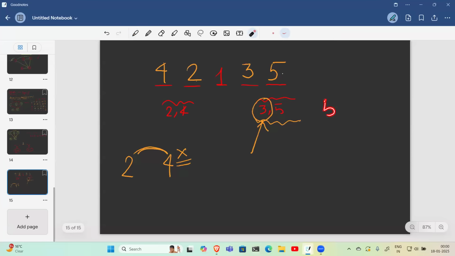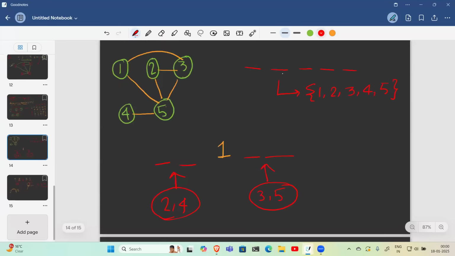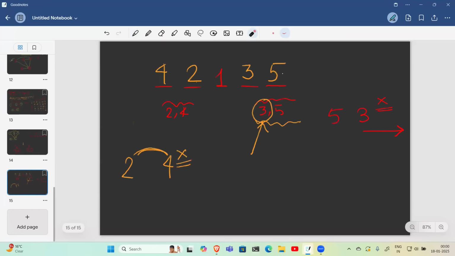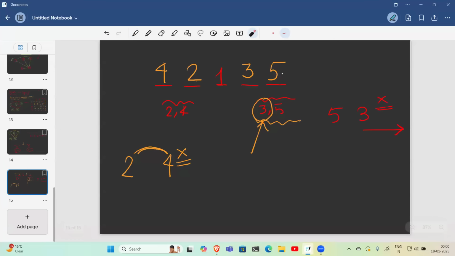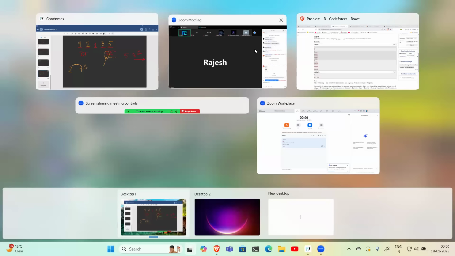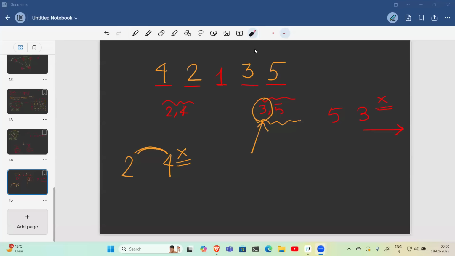Because if 5 would have come before 3, then at the right of 3 it would not have got any 5, and then in the graph there would have been no edge between 3 and 5. But since in the graph I can see an edge between 3 and 5, that means that 3 must have come on the left side of the array. Okay, so is the logic clear? Like, how did we get to 42135?